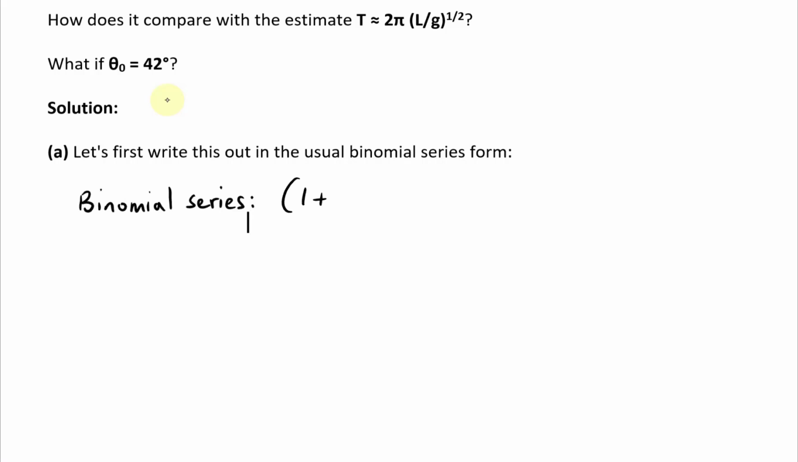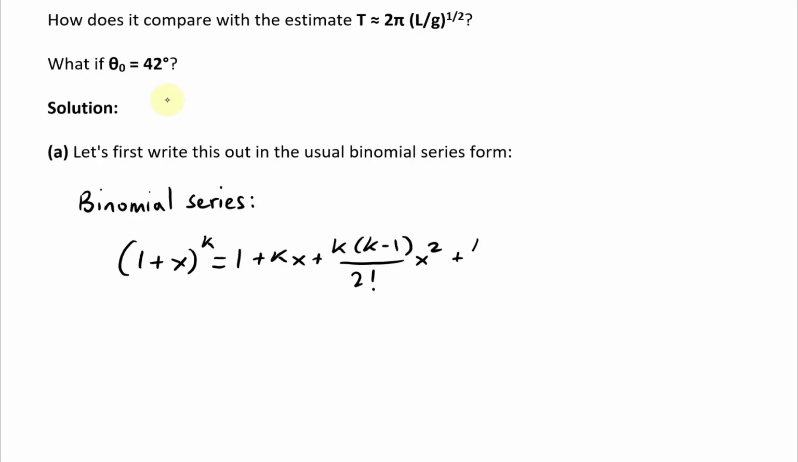So it's going to be (1 + x) to the power of k. This equals 1 plus kx plus, the next one's going to be k times (k minus 1) over 2 factorial, then x squared. I'll just move this down to make more room. And then the next one, just a refresher, is k(k minus 1)(k minus 2) over 3 factorial, then x cubed, plus dot dot dot.